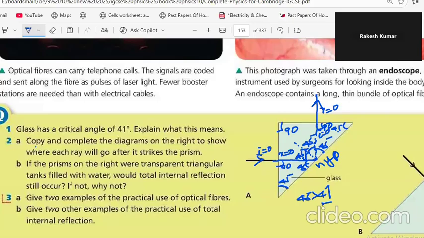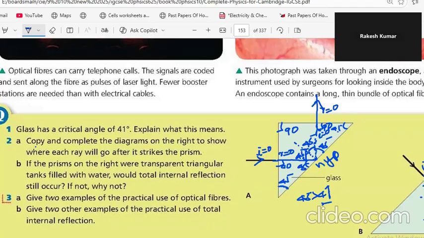Similarly here, this is slightly different. It is hitting the hypotenuse at 90 degrees. So again, the angle of incidence is 0, the angle of reflection will be 0, and refraction will be 0. It will go and hit here. Now this is 90 and this is 45, so again it hits at 45. The angle of incidence is 45, greater than the critical angle, so it will reflect at 45.